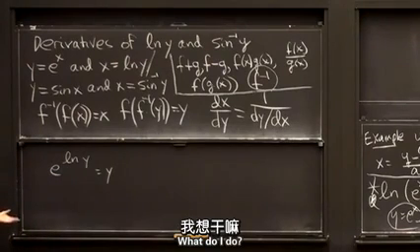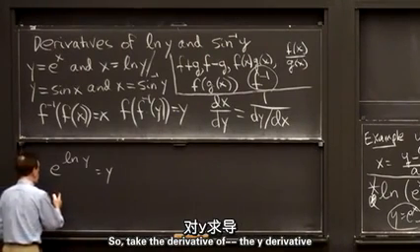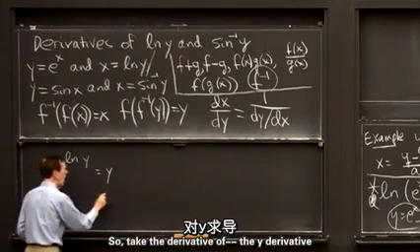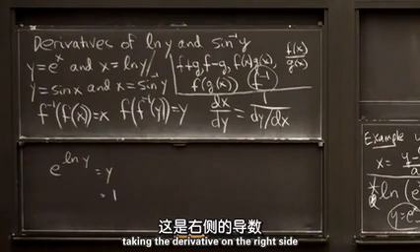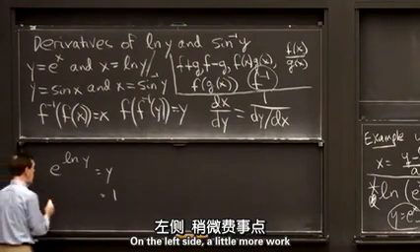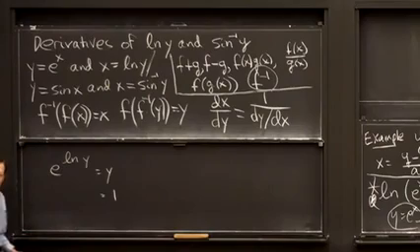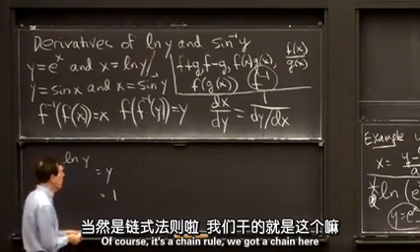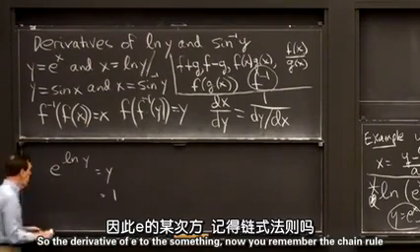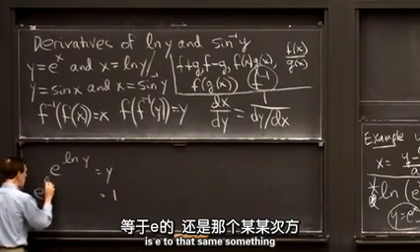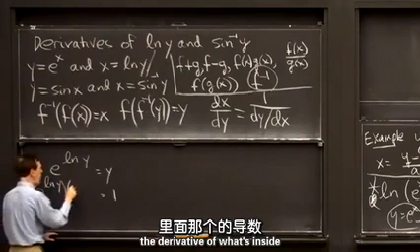What do we do? Take derivatives. Take the derivative of everything. Okay? So take the y derivative. I get the nice thing. I mean, that's the fun part, taking the derivative on the right-hand side. On the left side, a little more work. But I know how to take the derivative of e to the something. It's the chain rule. Of course it's the chain rule. We got a chain here. So the derivative of e to the something, now you remember with the chain rule, is e to that same something times the derivative of what's inside.